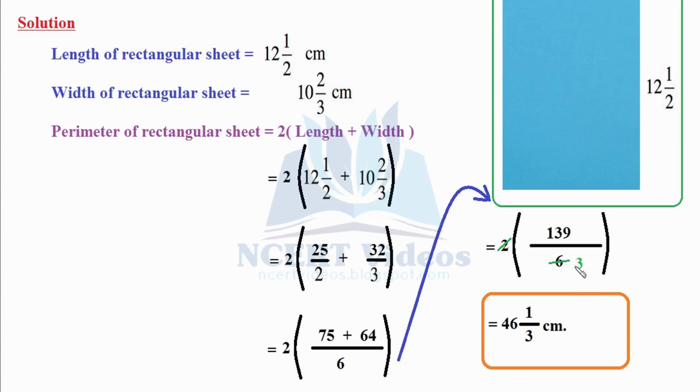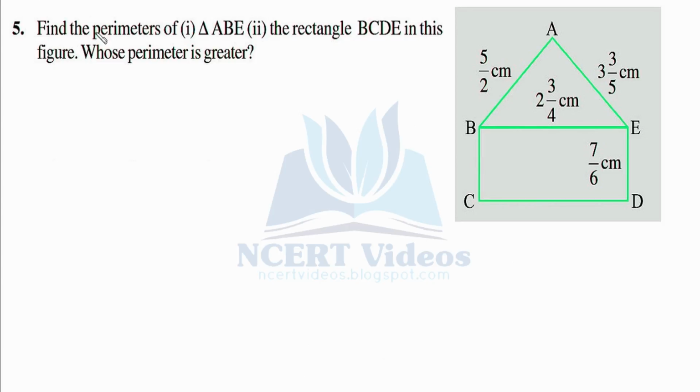is improper. You got to convert it into proper. 3 4s are 12, so 4 written here, 1 9, so 3 6 are 18, therefore 6 written, and 1 is remainder, therefore 1 over 3. So totally it is 46 whole part, and 1 by 3 is a fraction. This is your question. Question 5. Find the perimeters of number first triangle ABE using this figure.